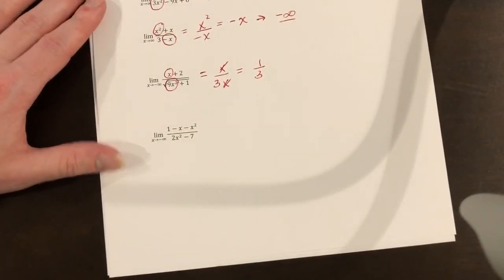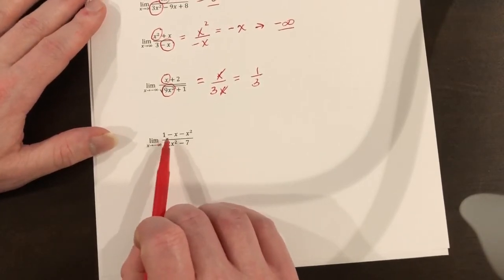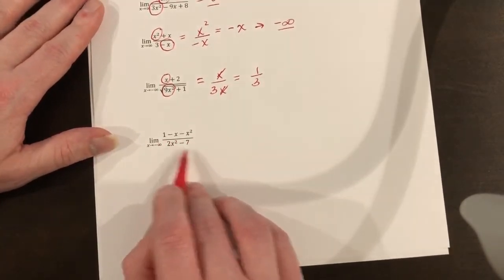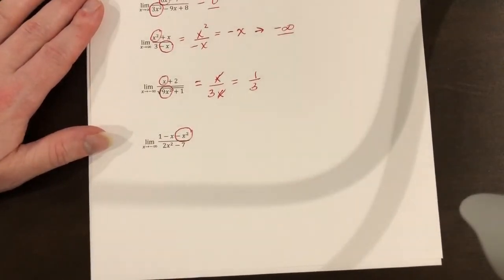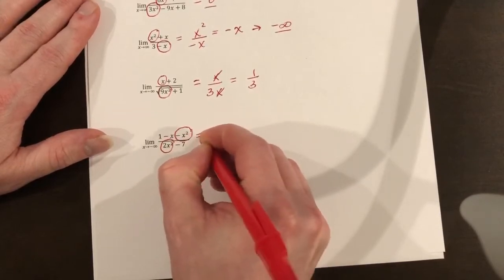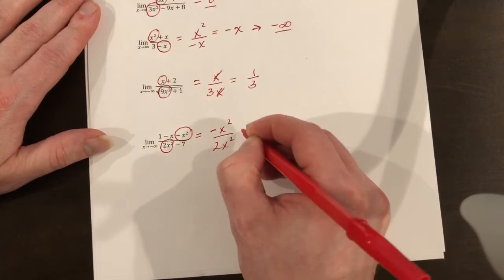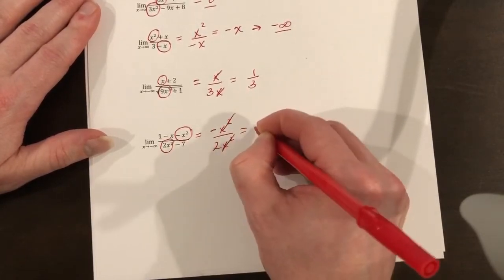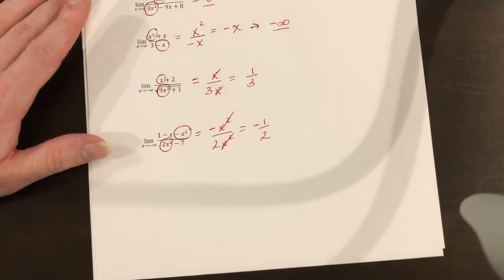And then the limit as x goes to negative infinity of 1 minus x squared over 2x squared minus 7. Highest power on top is the negative x squared. Don't forget that negative sign. And then 2x squared. So if they're the same power top and bottom, we're going to end up dividing the leading coefficients. So it's going to come out to be negative 1/2. Okay? So that's limits at infinity.